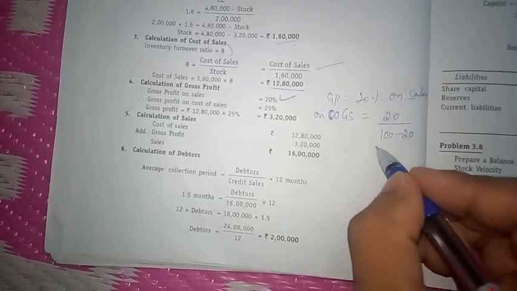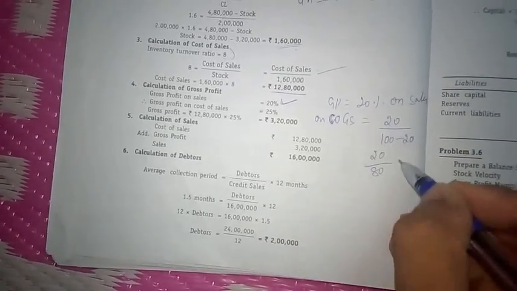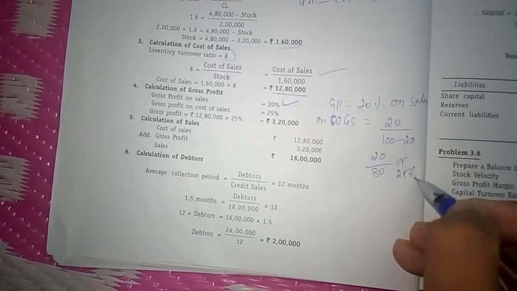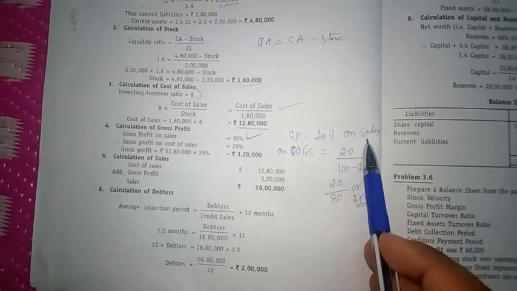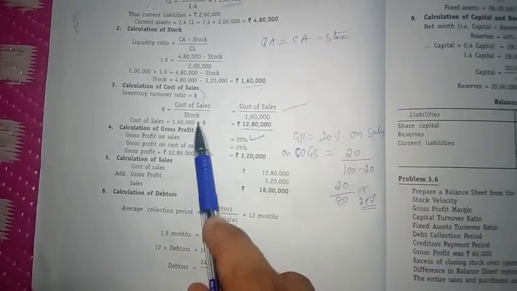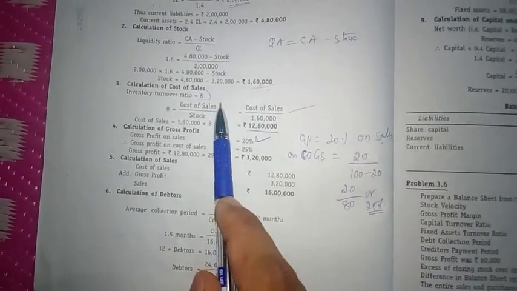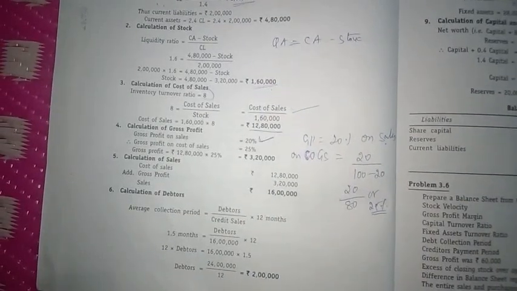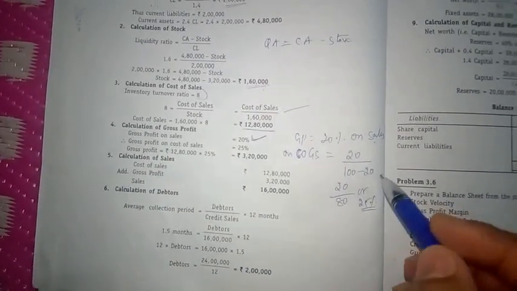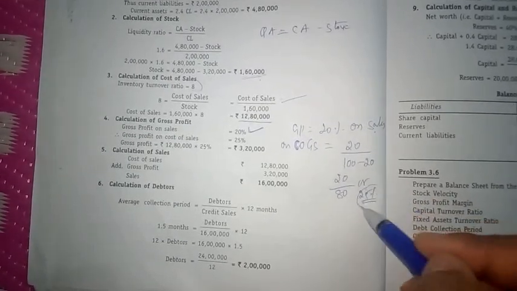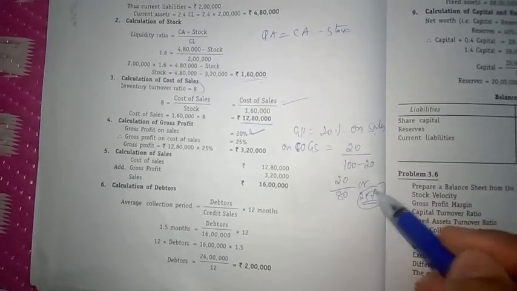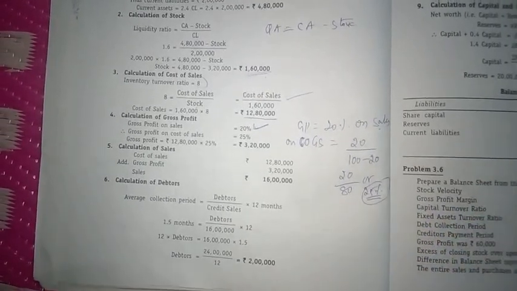It will be 20 by 80 or 25%, because 20% on sales is given, but we don't know the value of sales, but we know the value of cost of sales or COGS. So it has to be converted on cost of goods sold. So if we deduct 100 minus 20, it will be 20 by 80. So if you convert into the percentage, it will be equal to 25%.